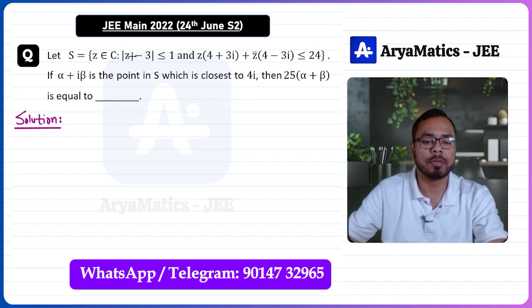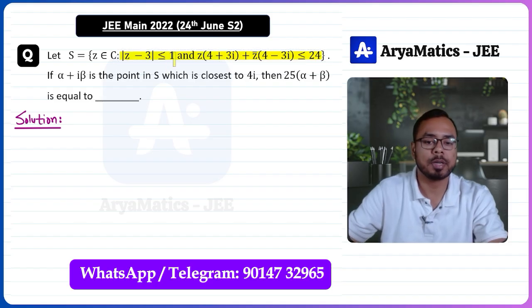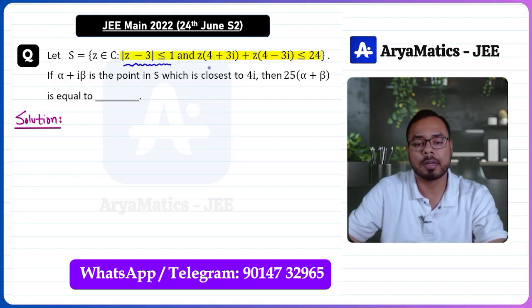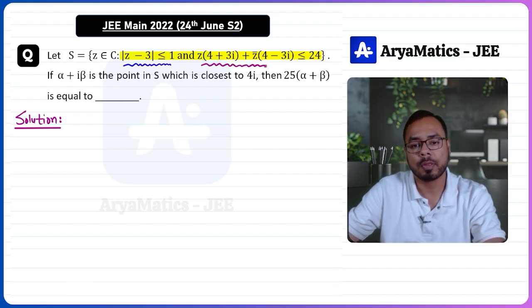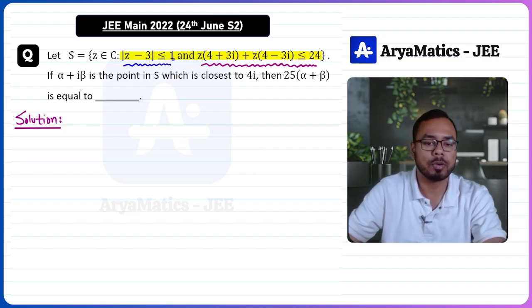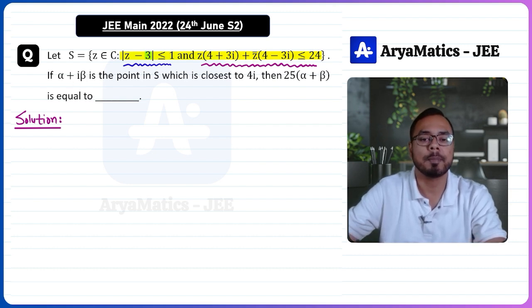Let S be the set of complex numbers satisfying these two inequalities. One is mod Z minus 3 less than or equal to 1. The other one is Z into 4 plus 3 iota plus Z conjugate into 4 minus 3 iota, less than or equal to 24. Obviously, the first one will represent all the points inside a circle or on the circle with center at (3, 0) and radius 1 unit. In order to identify the second locus, in place of Z we'll substitute x plus iota y.